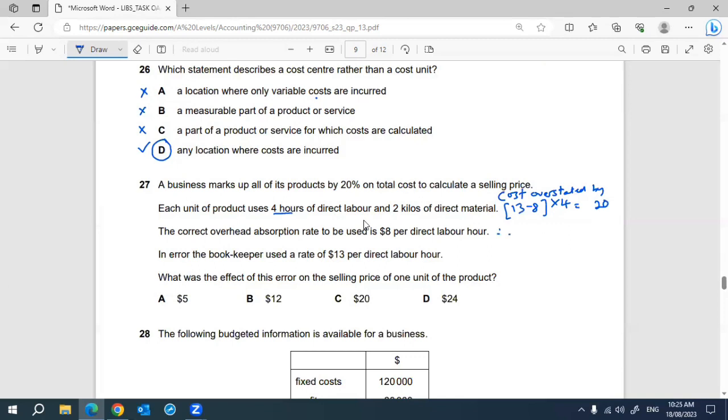So therefore, the selling price is also overstated by 20 times 120%. Now, why 120%? Because the markup is 20%. So the selling price has been overstated by, the new selling price would be 24, the wrong selling price calculated. So therefore the correct answer is D.